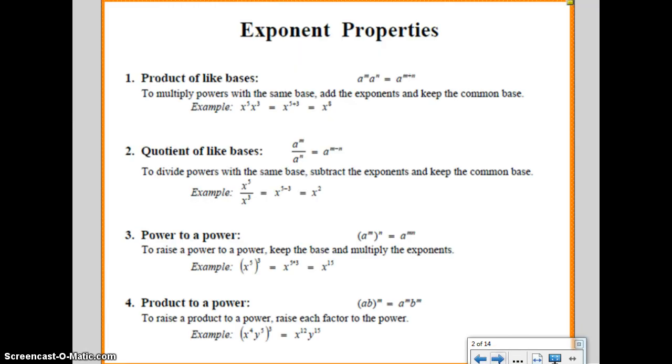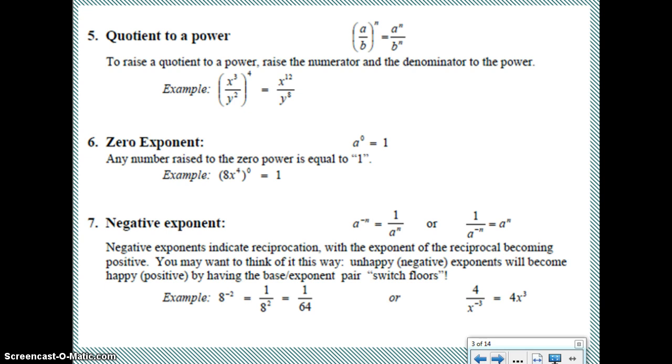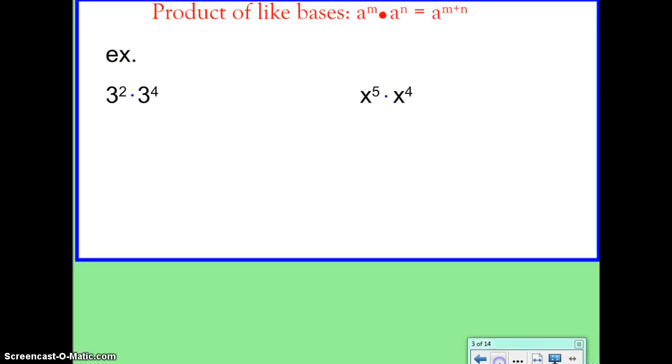Another good resource for you is this worksheet that I gave you. You had the foldable, and then right next to it should be this. This, again, goes over each property, and it also has examples, so that's really helpful. So when you're ready, I'm going to go through each one of these properties and work out a couple examples with you.